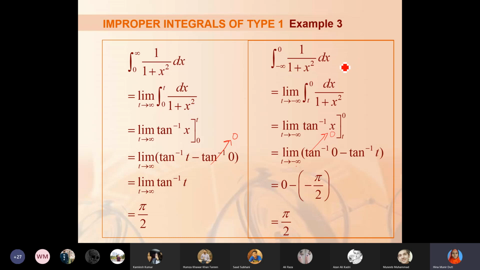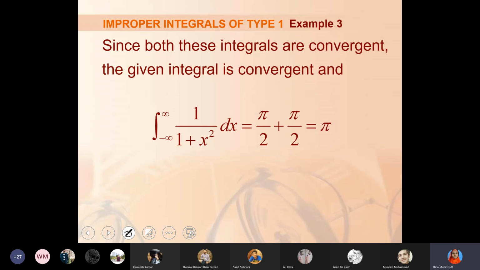So what would be my answer? Pi by 2 plus pi by 2, which is equal to pi. So this is the graph of tan of t. This is t equal to pi by 2. Tan of t is 0 at t equal to 0, and this is t equal to minus pi by 2. And tan of t approaches minus infinity when t approaches minus pi by 2. So this becomes pi by 2 plus pi by 2 is equal to pi.